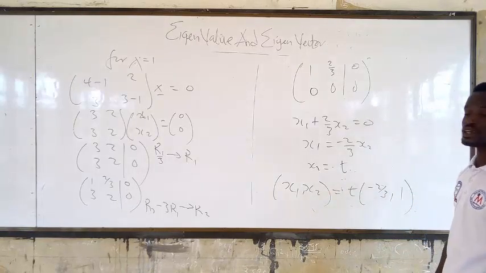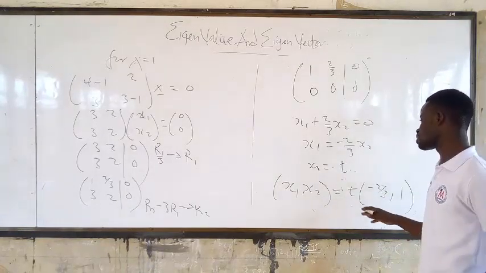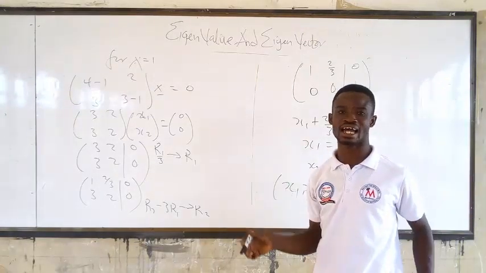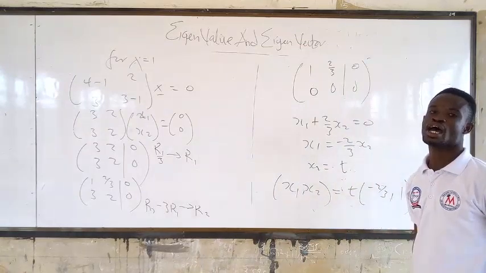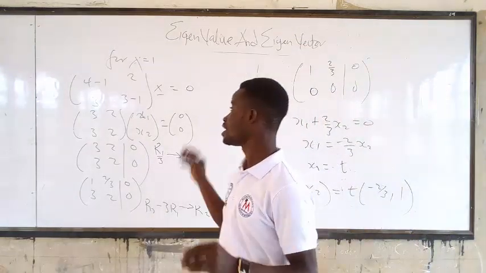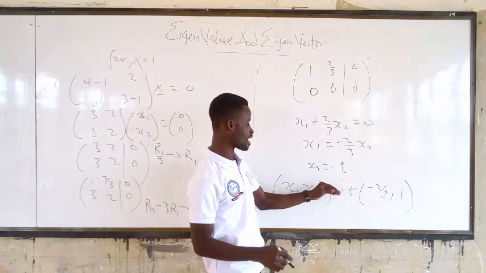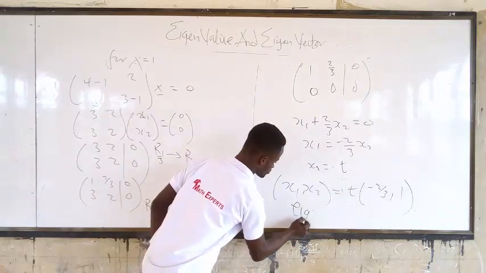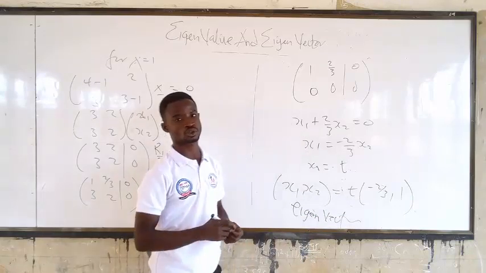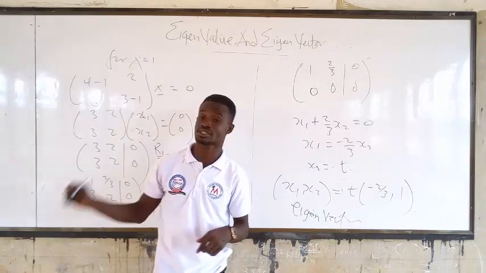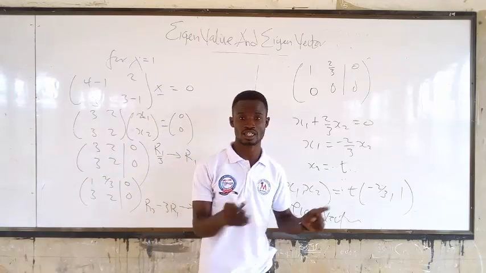Since we are not getting t, t here like what we have where lambda is equal to 6, we can say that this is an eigenvector. This is an eigenvector. But where lambda is equal to 6 is the eigenspace.